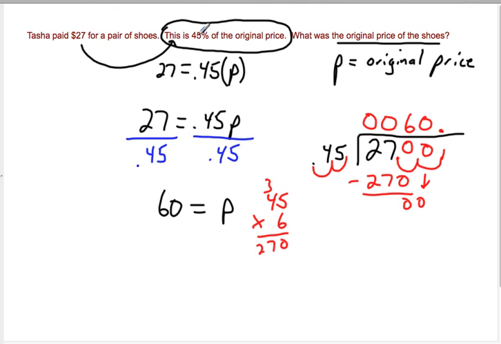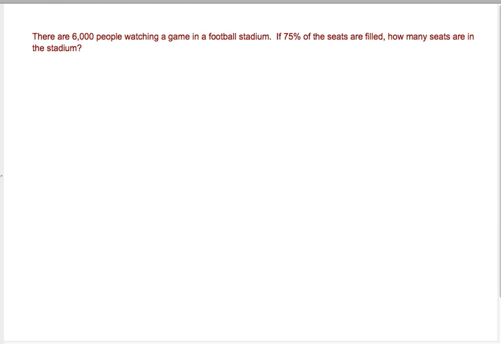27 is 45% of 60. Well, 50% of 60 would be 30, because it would be half. So 27, a little less than that, should be a little less than 50%. So that makes a lot of sense. There we go. P equals, or what was the original price of the shoes? We answer like this. $60.